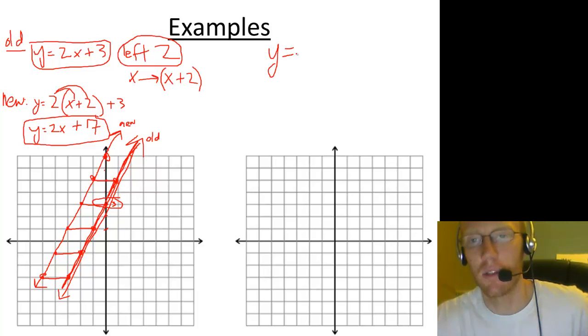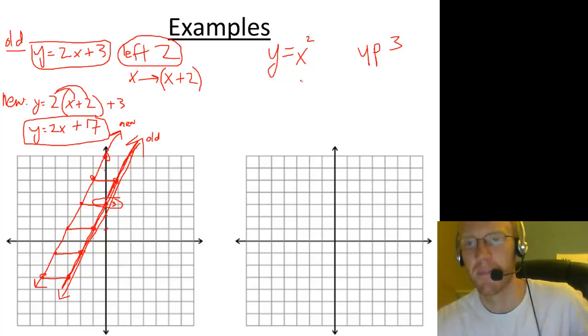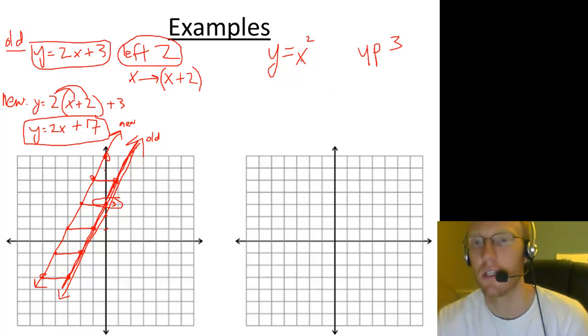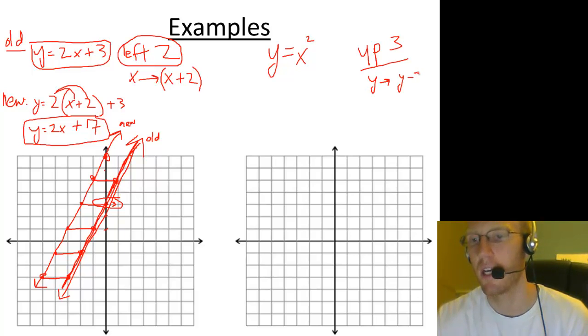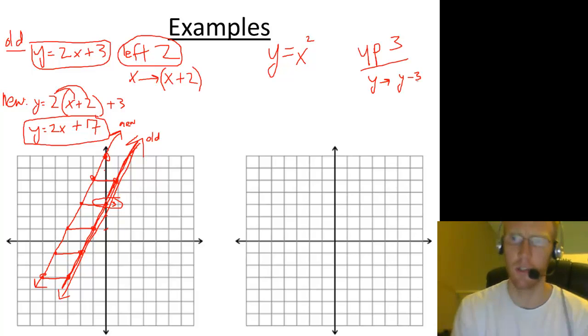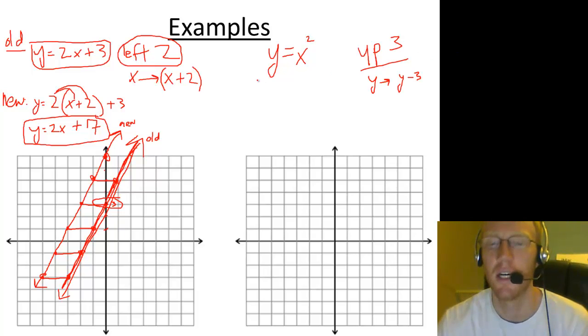Let's do y equals x squared, and let's move this guy up 2. Let's just move him up 3, so it'll fit a little better. So the old graph, y equals x squared. To move up 3, we're going to replace y, because it's up and down, with y minus 3. Okay, because you do the opposite of whatever you would have normally thought.